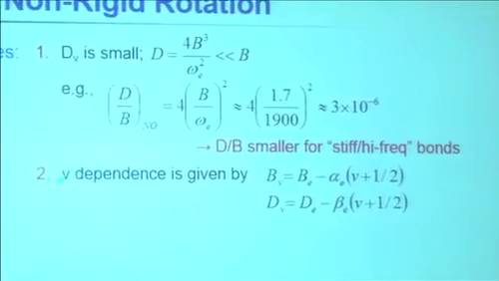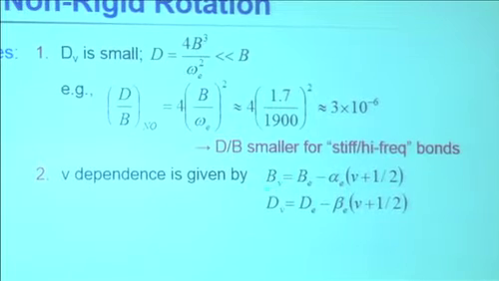Now what about this v dependence? Okay, then that should be a v, v, v, v. So B sub v is written as usually the sum of two terms. A constant term, B sub e, and what do you think the e stands for?